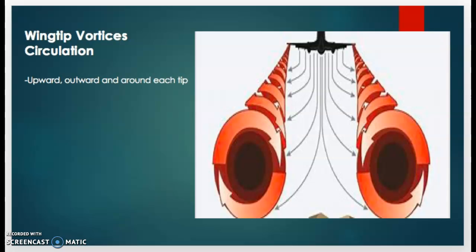So how do these wingtip vortices circulate? So after they meet at that wingtip, they circulate upward, outward, and around each tip. And you'll see also near the bottom of the diagram, I have all those arrows pointing down and away from the aircraft. As that aircraft moves along, the wingtip vortices will sink below its path and dissipate outward.